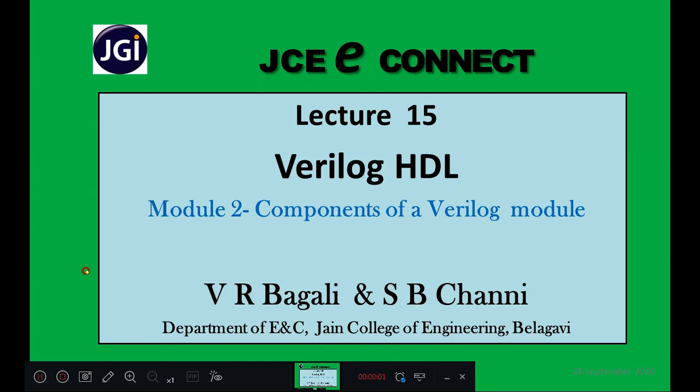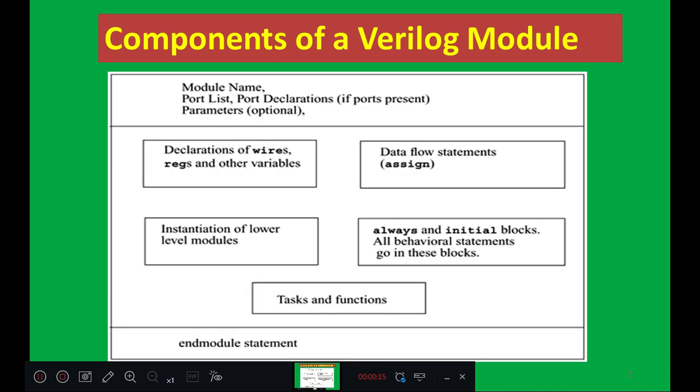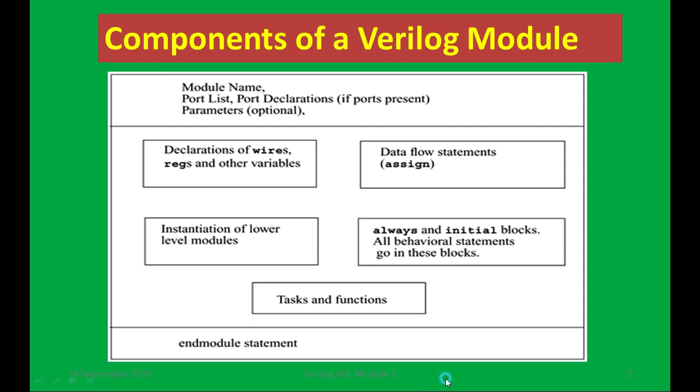Welcome to class students. In today's class we discuss components of a Verilog module. Components of a Verilog module consist of the following things. It begins with module name, port list, port declarations, parameters.